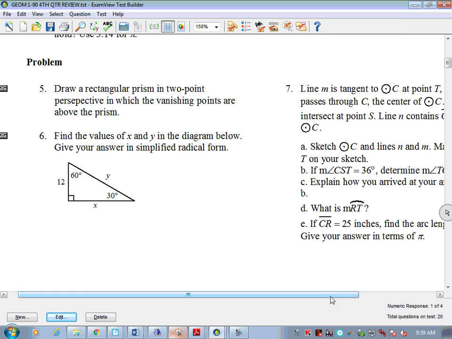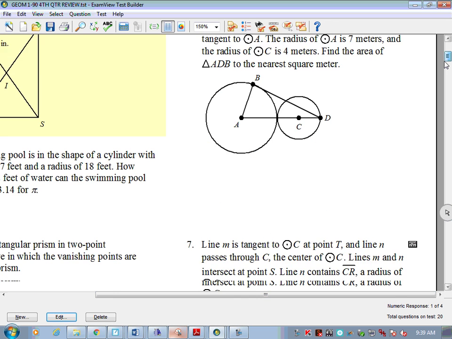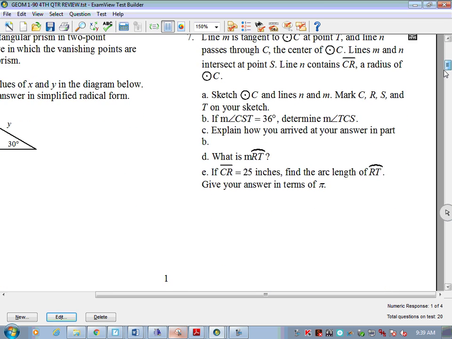Number 7. Hopefully we'll get at least half of these covered. Line M is tangent to circle C at point T. Line N passes through C, the center of circle C. Line M and N intersect at point S. Line N contains CR, a radius of circle C. So they say sketch this. Sketch lines N and M, mark CR and S and T on your sketch. All right, so let's move around here so we have some room to draw.